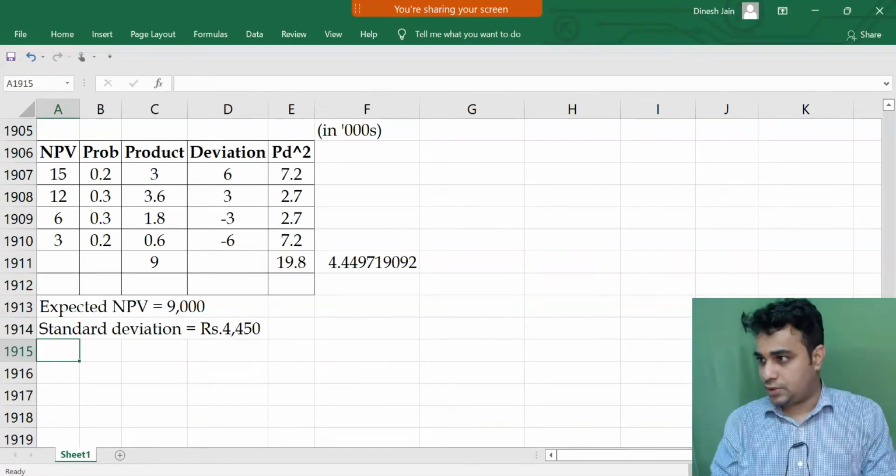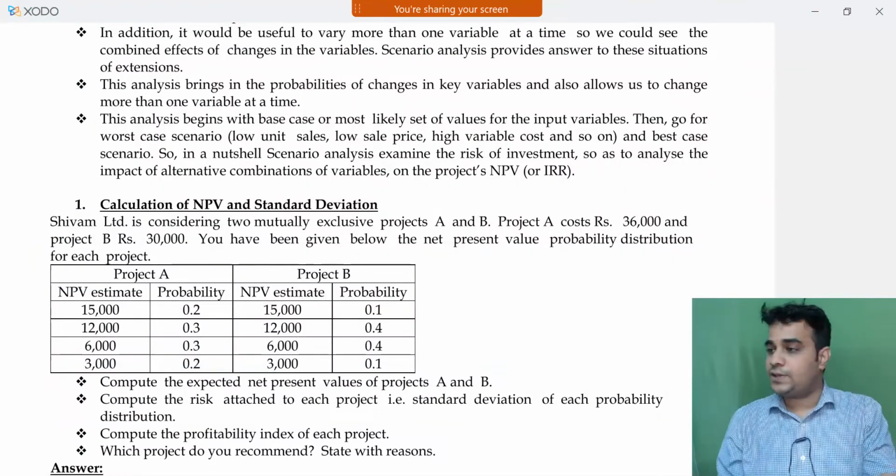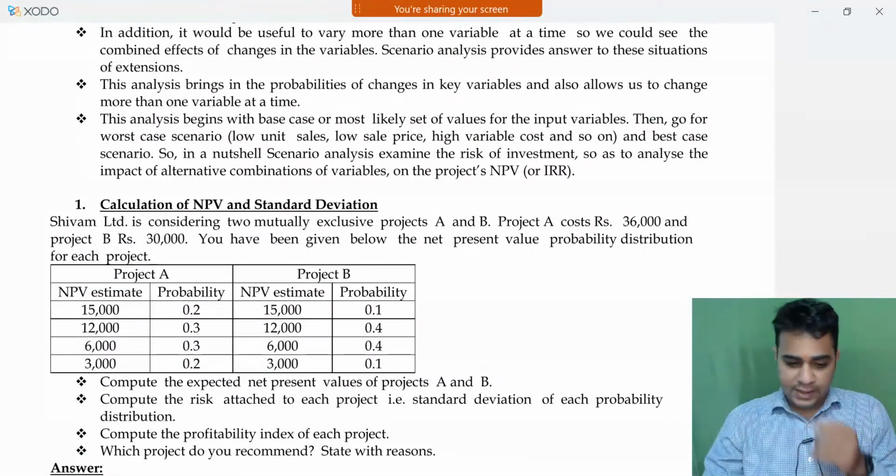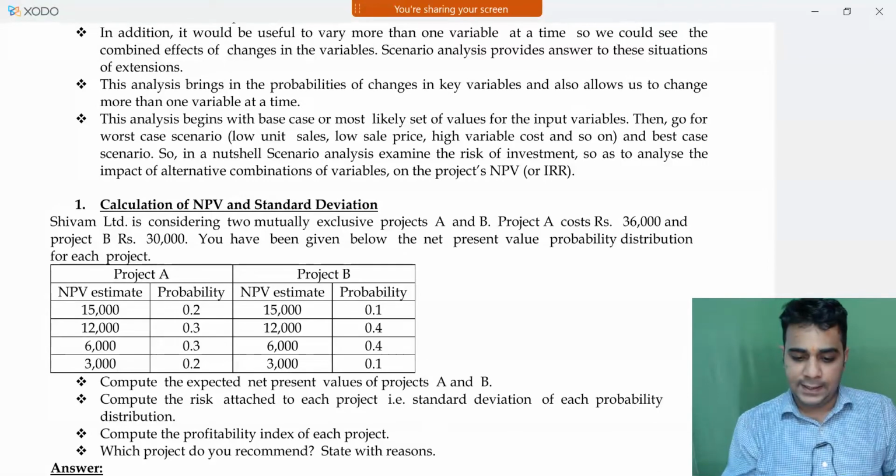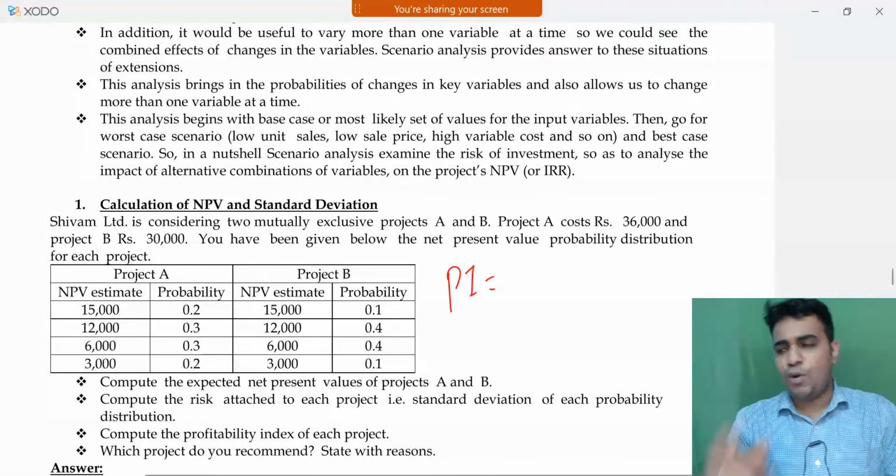This is what this question wants you to do. It is more of a calculator's job. I can change the numbers for the second one and I can get to the answer. They've also asked for profitability index. This is more of the solving.